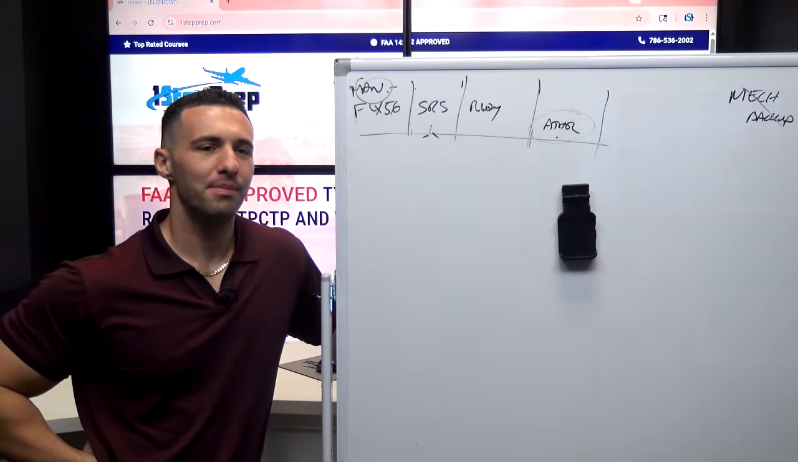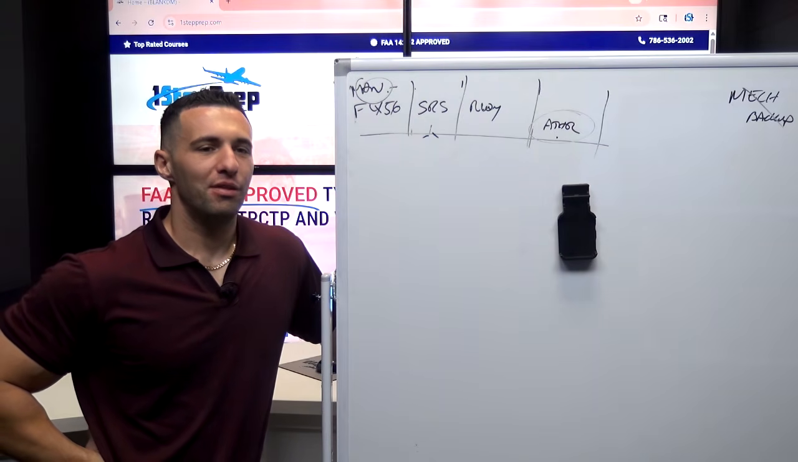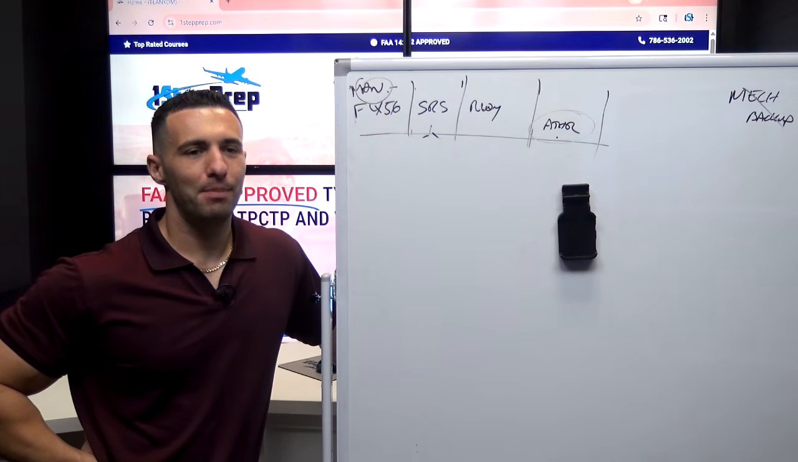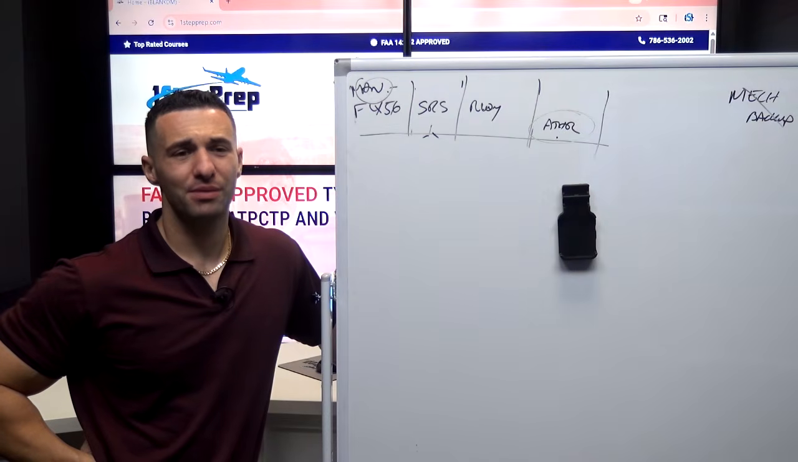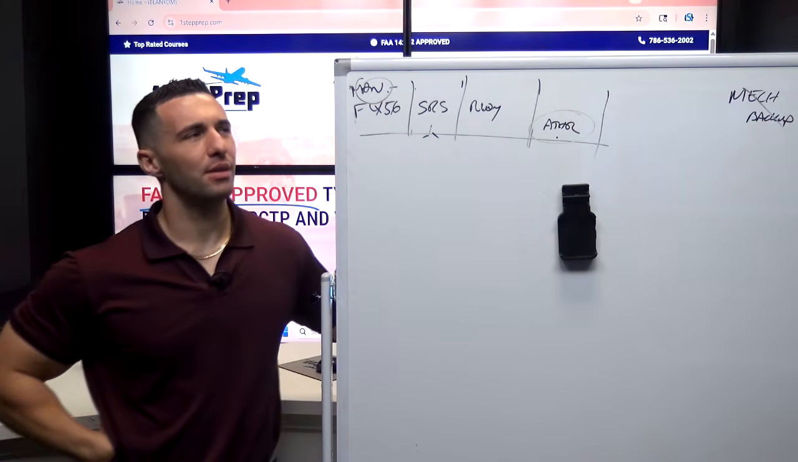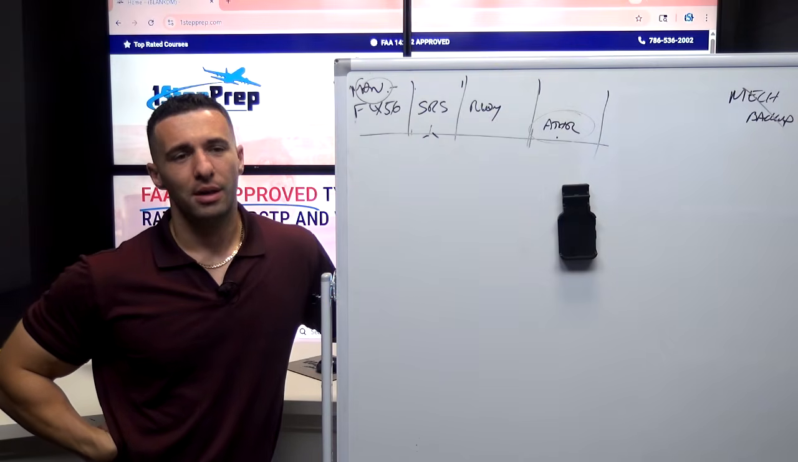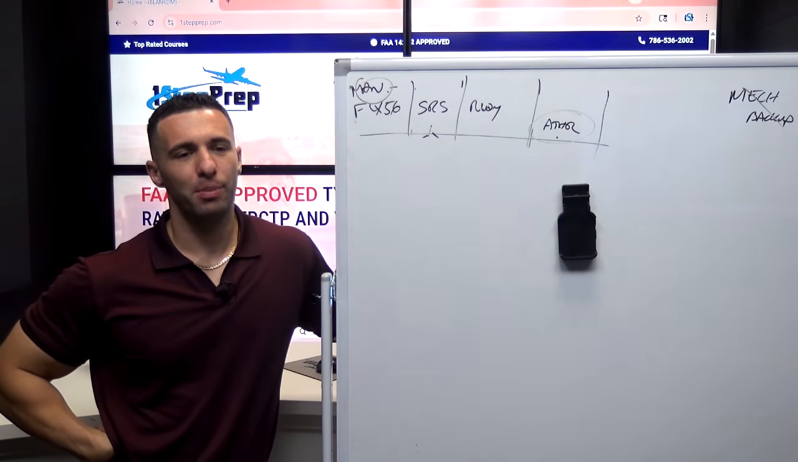Yaw damper jam. So I guess maybe what you're asking is on the flight control page. I don't know that if you have a jammed yaw damper, would that spit an ECAM out? I don't know. Maybe. The flight control page might dictate that.